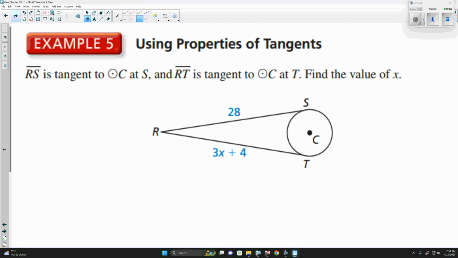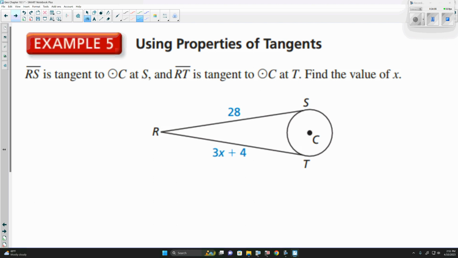RT is 28, yes? Now, unfortunately, it didn't ask for just RT's length, because if it did, we'd be done. So RS is tangent to circle C at S. RT is tangent to circle C at T. Find the value of X.